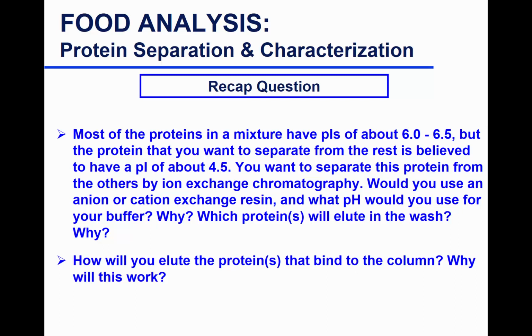In order to determine whether you want to use anion or cation exchange, you first have to think about what charge you want your protein of interest to be at. So you want to think about your buffer and what charge you want that protein to carry versus the other proteins in the mixture. Then you can decide whether it's going to be anion or cation.